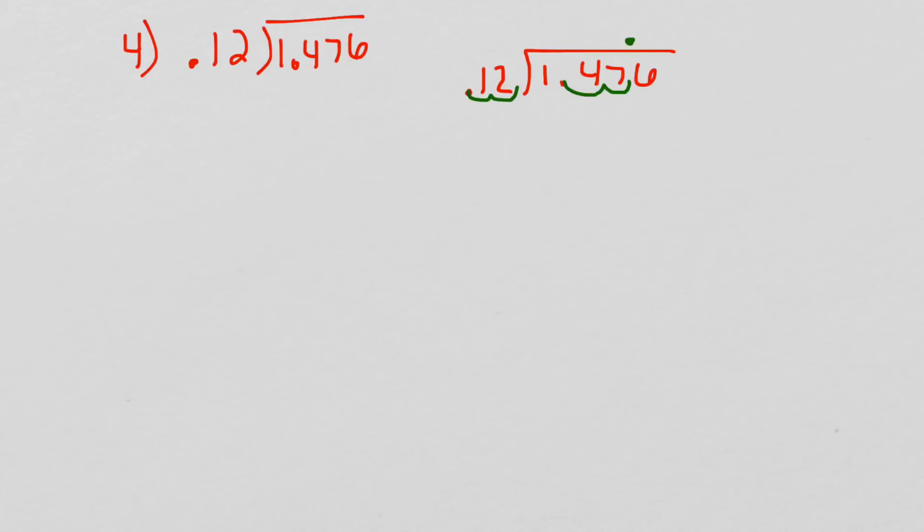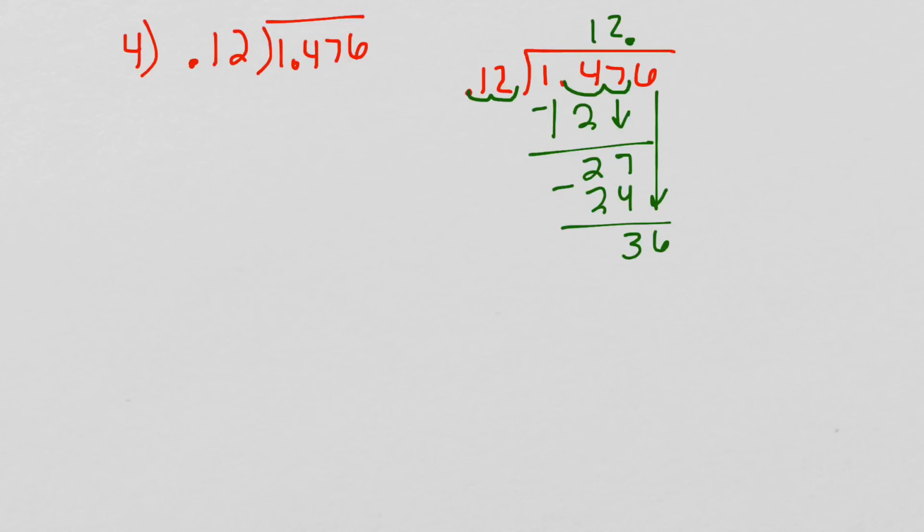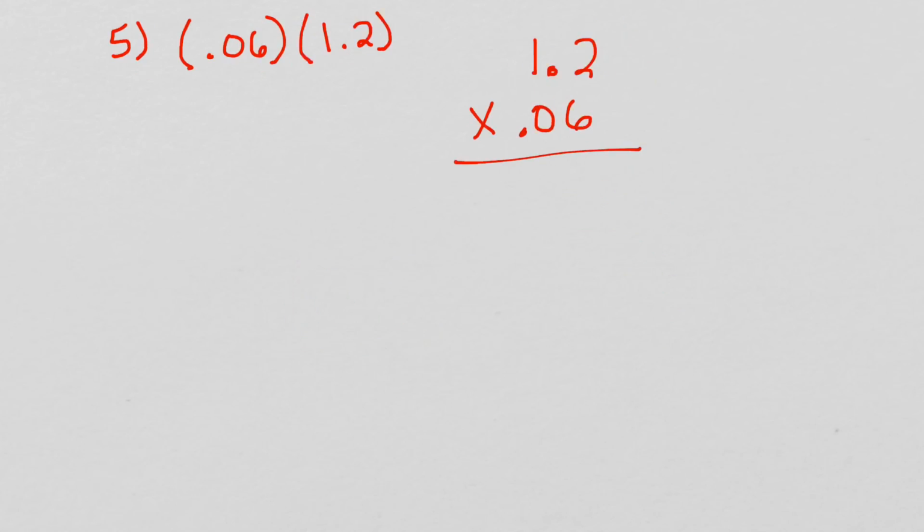begin. So I'm going to do 12 goes into 14 one time. 1 times 12 is 12. I'm going to subtract, and then I'm going to bring down the 7. 12 goes into 27 2 times. 2 times 12 is 24. I'm going to subtract, and then I'm going to bring down the 6. 12 goes into 36 3 times, leaving me with 0, so my answer is going to be 12.3. When I multiply, I don't line up the decimals, I line up the digits.